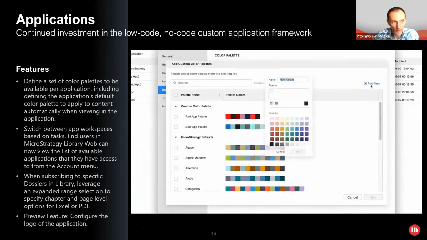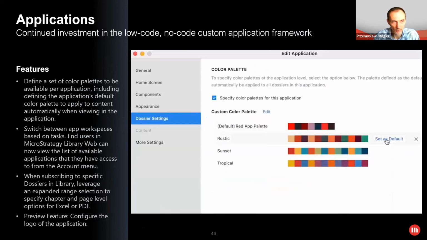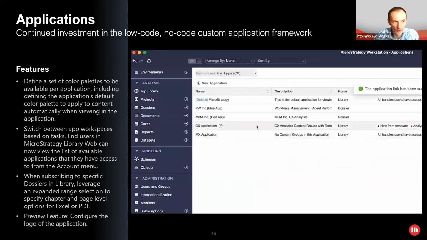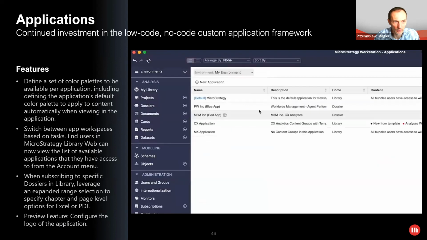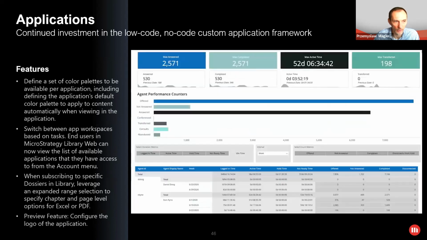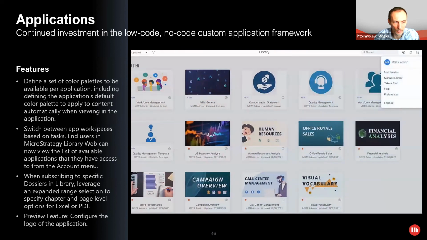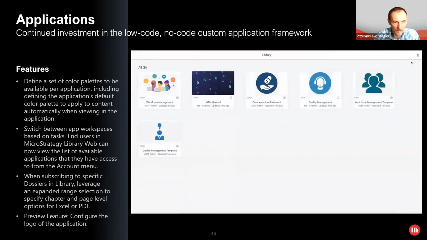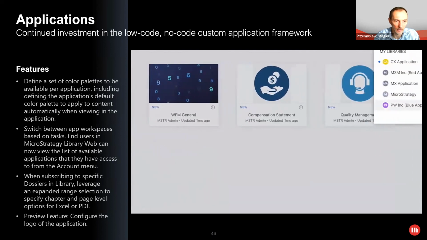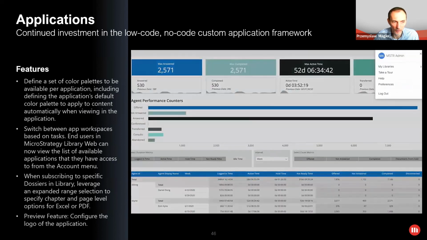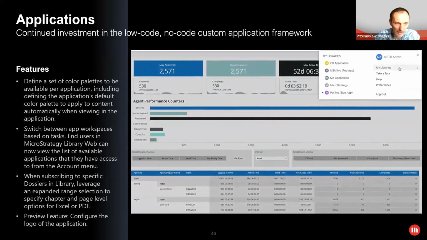Another part of that is that for applications, you can set up not only the functionalities, but also define the set of color palettes available per application, including defining the application's default color palette. You can switch between workspaces based on tasks, and users in MicroStrategy Library Web can view the list of available applications. And when subscribing to specific dossiers in library, you can leverage an expanded range selection to specify chapter and page level options for Excel or PDF.